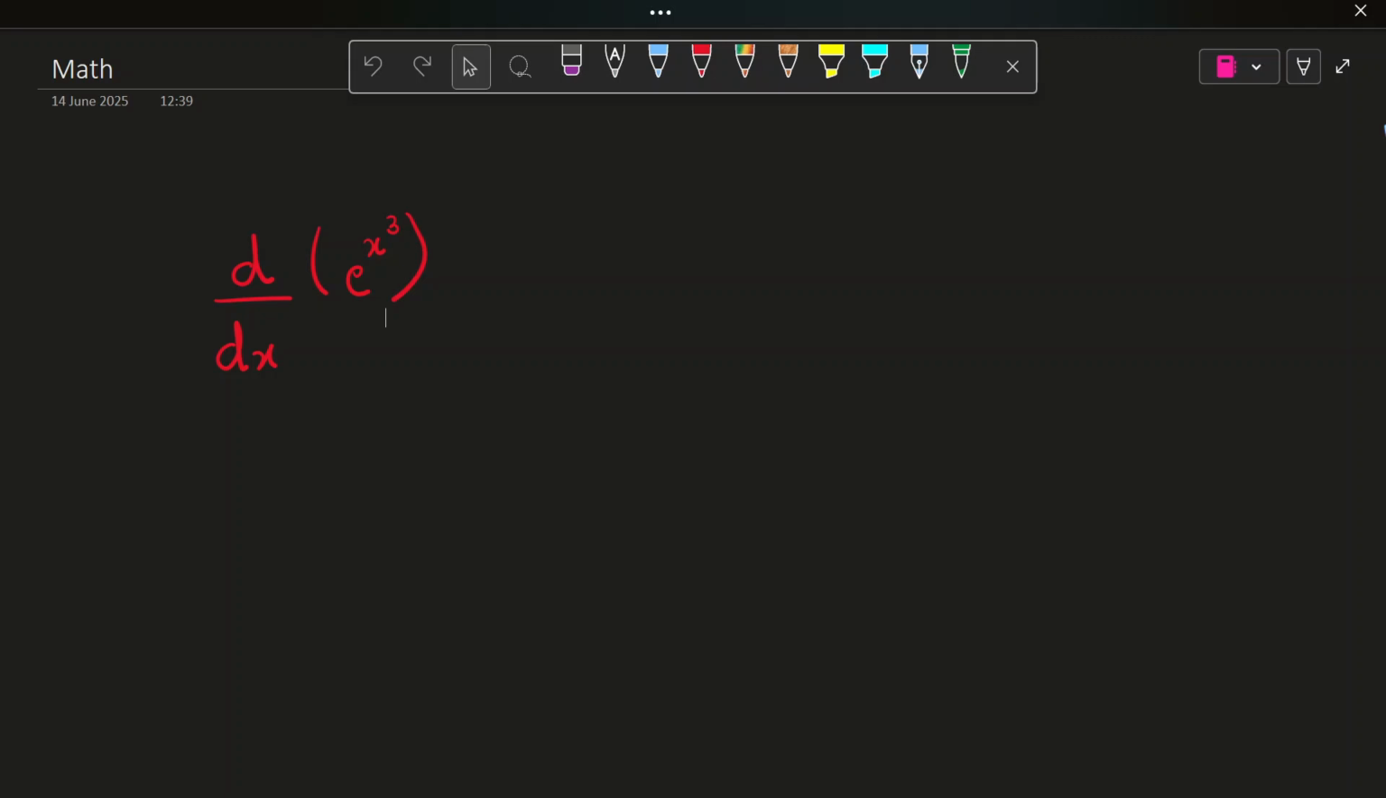So in this video we have been asked to solve this differential, which is d by dx of e to the power of x cube. Now some of the people in the comments were having some problem related to chain rule, so I'll explain it in a bit more detail here.